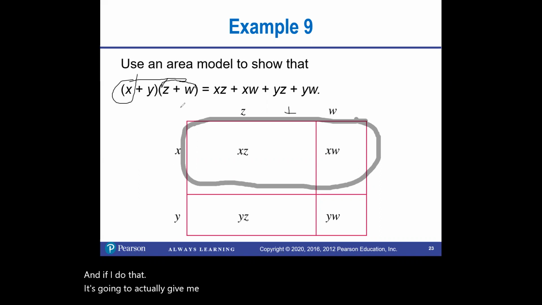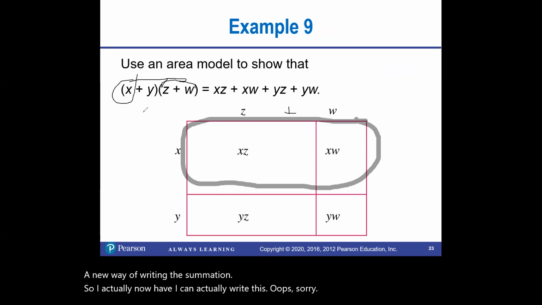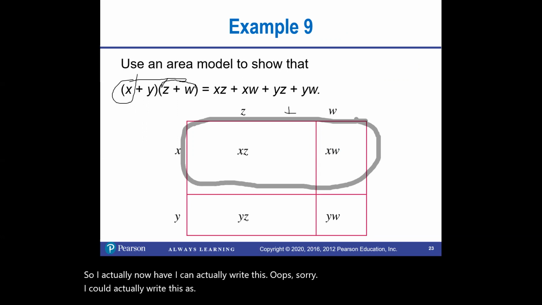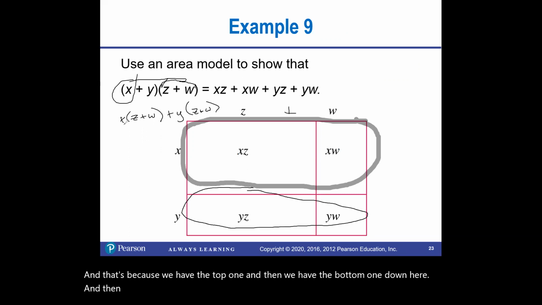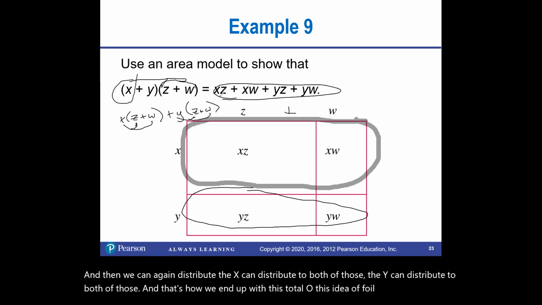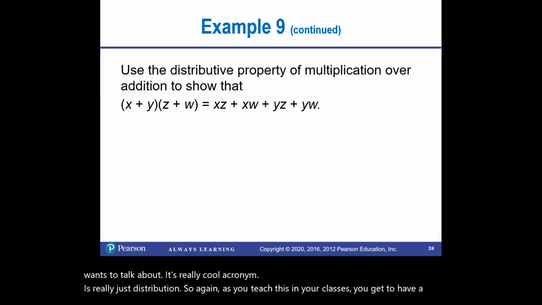it's going to give me an interesting little quality, namely that I then can produce a new way of writing the summation. I can write this now as X times Z plus W plus Y times Z plus W. And that's because we have the top one, and then we have the bottom one down here. And then we can again distribute, the X can distribute to both of those, the Y can distribute to both of those, and that's how we end up with this total. So this idea of FOIL that everyone wants to talk about, it's a really cool acronym, is really just distribution. So again, as you teach this in your classes, you get to have a wonderful example and set it up there. All right.